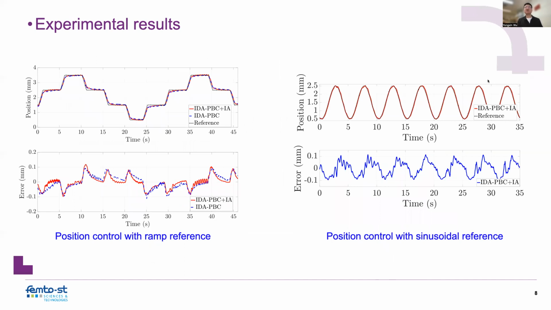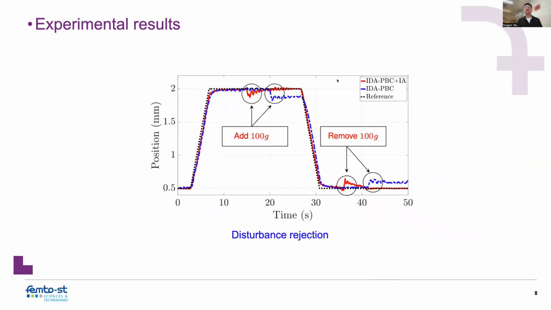And then we use the proposed IDA-PBC control law to control the actuator position, which follows the different shapes of the position references. And then we test the robustness of our controller via external disturbance rejection. Here, when we apply the integral action in the controller, we can reject the external disturbance quite easily. The position always follows the desired ones.